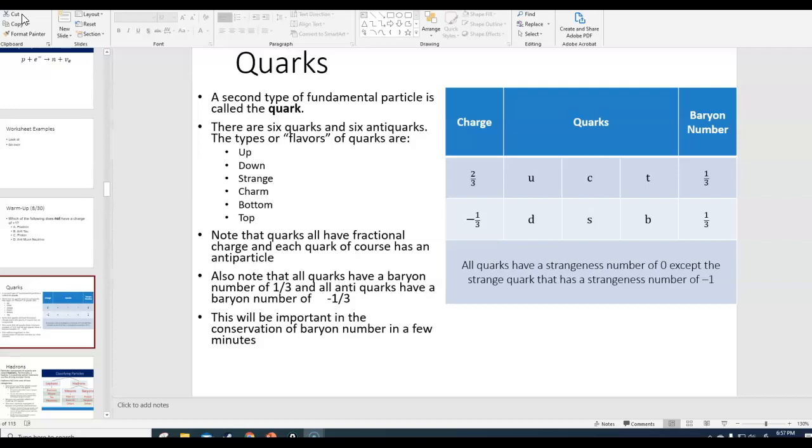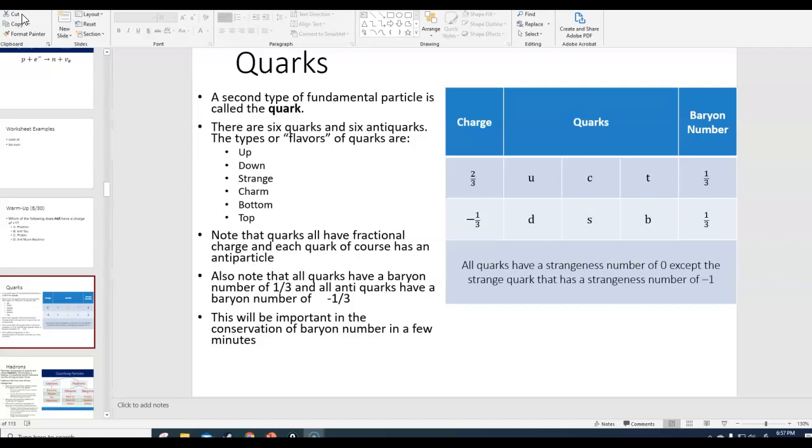The up, charm, and top quarks have a charge of 2/3. The down, strange, and bottom quarks have a charge of -1/3. That's kind of a strange notion, the idea of fractional charge. And you might say, how is it possible for something to have a fractional charge? Well, it's not exactly, and in fact, isolated quarks don't exist, which is something we'll talk about later. But all 6 of these quarks have what's called a baryon number of 1/3.